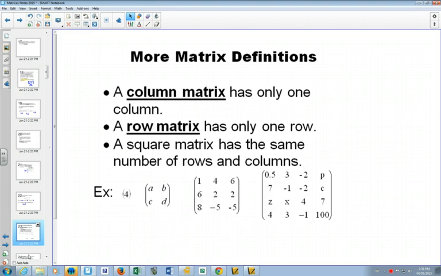All right, so we have a column matrix that has one column. There's a row matrix. It has one row. And there's a square matrix that is in the shape of a special rectangle where the rows and columns are the same. Those are all square matrices there. Their dimensions are 1 by 1, 2 by 2, 3 by 3, and 4 by 4.